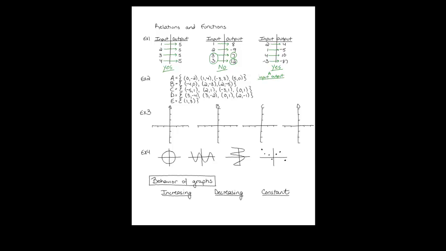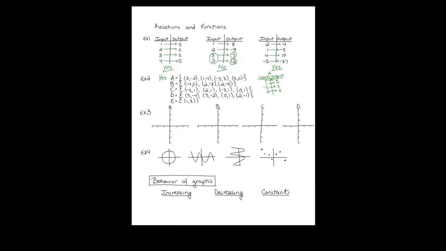I'm just going to have the left-hand column be the inputs again, the right-hand column be the outputs. So the first ordered pair, we have an input of 0, an output of -2, then an input of 1, an output of 4, an input of -3, an output of 3, an input of 5, an output of 0. If you look at these, every input value has exactly one output value. So A is a function.